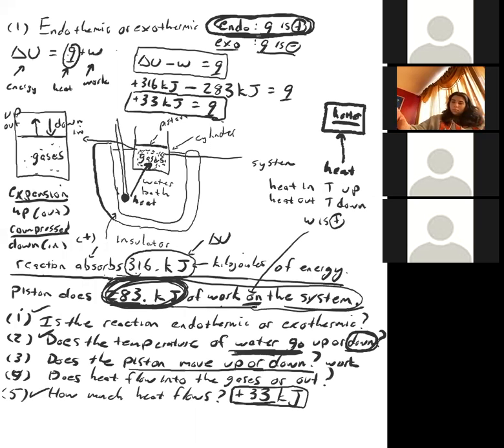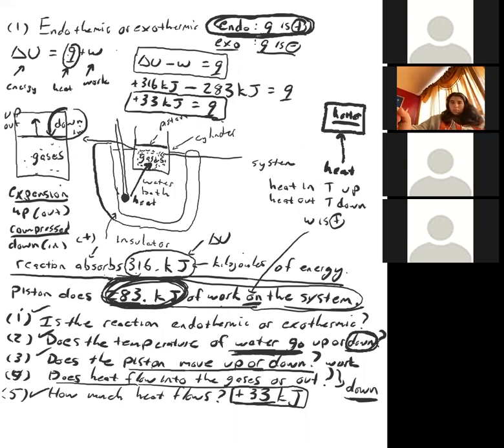So let's see. Does the piston, so it's going to move down. So there's our answer there. So down, sorry, there's not much room here, would be our answer for that one. Okay. So really, there's only one question about work in this whole problem. The last one, which kind of we answered, but I haven't looked at it formally, is does heat flow into the gases or out? We kind of already answered that.